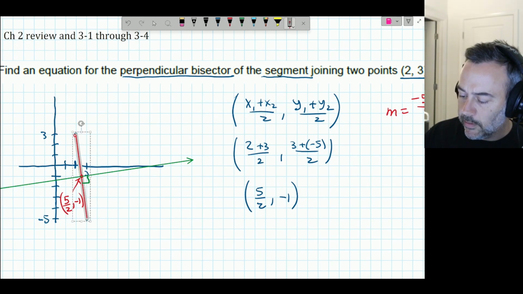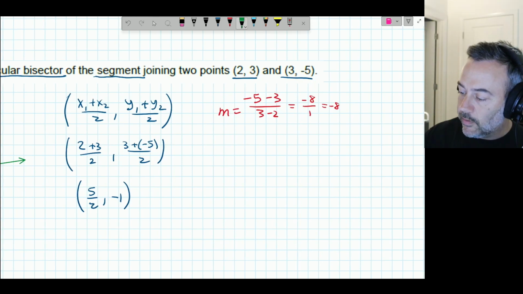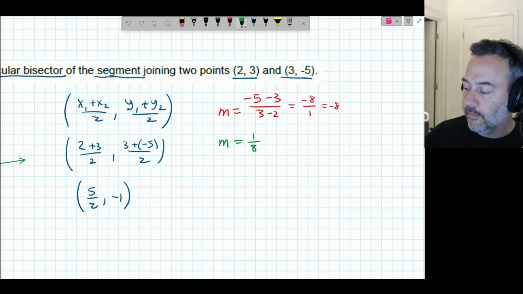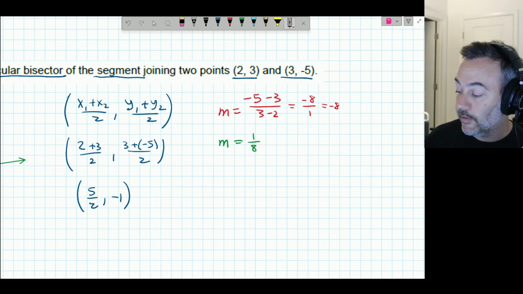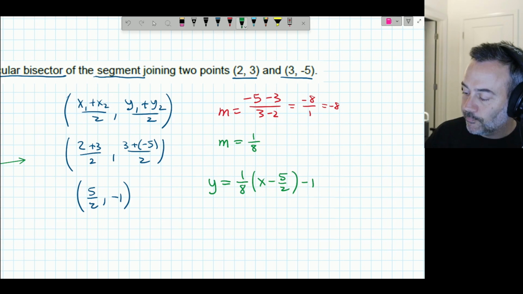This goes down 3, 4, 5, 6, 7, 8 units, and to the right 1. So that's a slope of -8. So that means the slope of our green line is going to be positive 1/8, because it's the reciprocal of this. We flip that fraction over and then make it the opposite sign, multiply by another negative. So we are just about done. The equation of our green perpendicular bisector is 1/8 times x minus 5/2, minus 1.